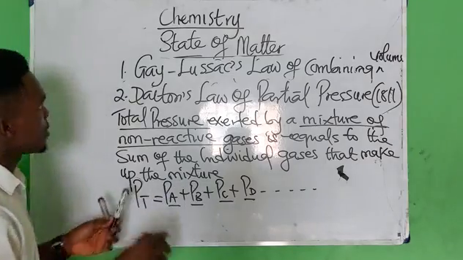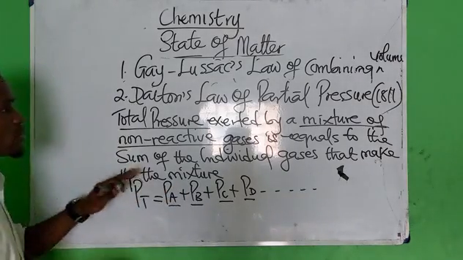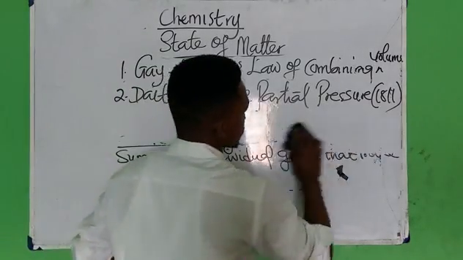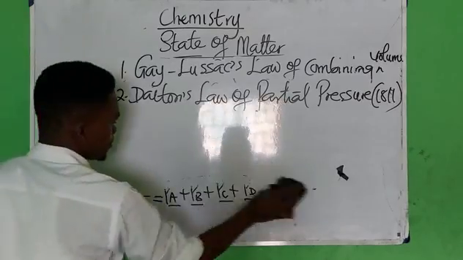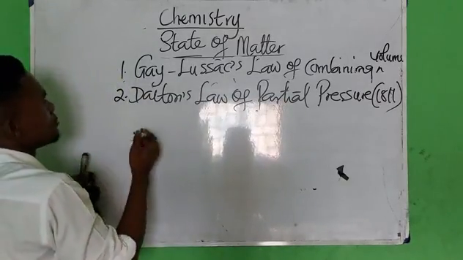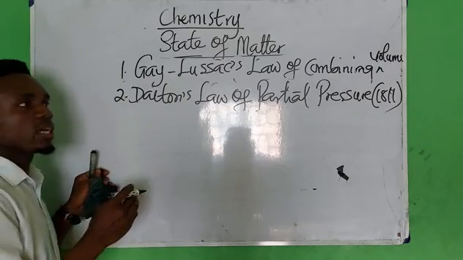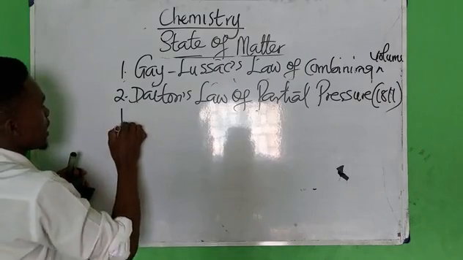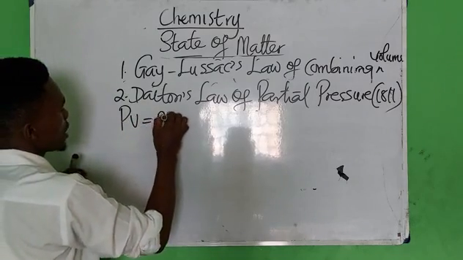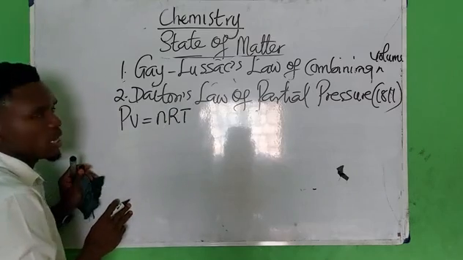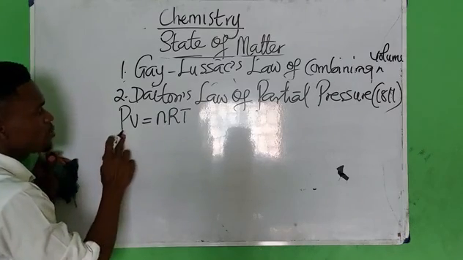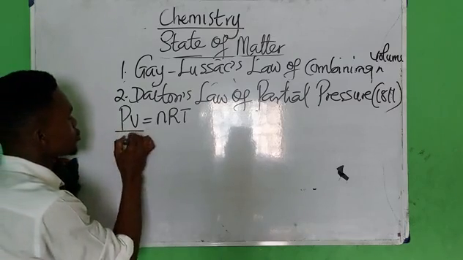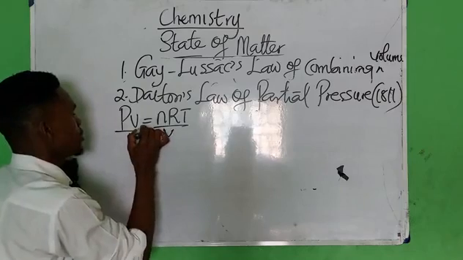Alright, so let me expatiate more on it. I believe it is clear enough now. Let me derive some formulas. From the ideal gas, as we established in our initial class, the ideal gas equation is PV equals nRT. I want to make P, which is the pressure, the subject of the formula. So it means dividing by V, the V will go into the other side.